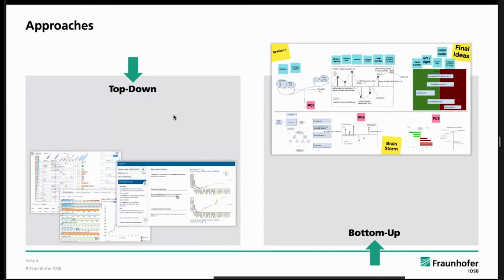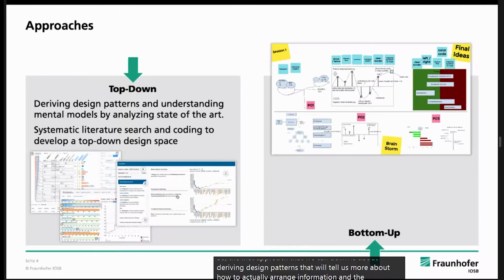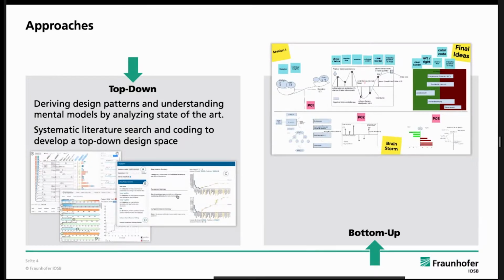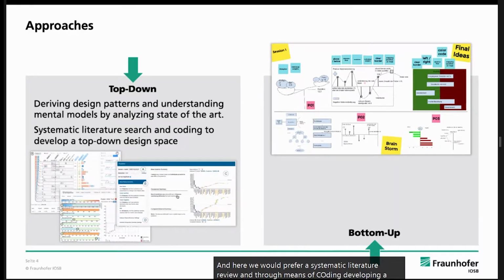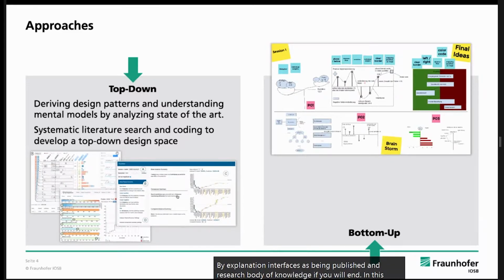So the first approach that we call top-down is about deriving design patterns that will tell us more about how to actually arrange information and explanation elements on the screen by analyzing the state of the art. So this would be the classical scholarly approach. Here we would perform a systematic literature review, and through means of coding, develop a design space which tells us about which elements are used in explanation interfaces as published in the research body of knowledge, if you will. And in this example, we consider that the user knowledge is baked into these interfaces, which have also gone through scientific evaluation. So this would be the top-down approach.